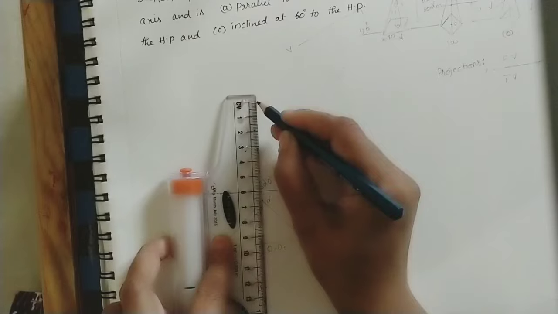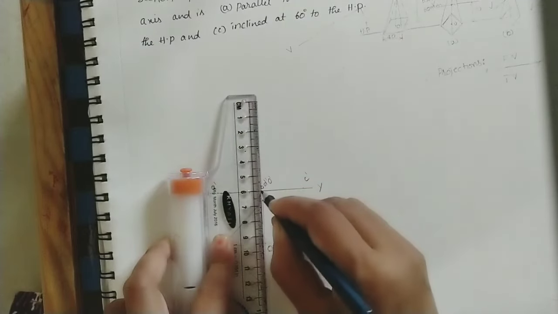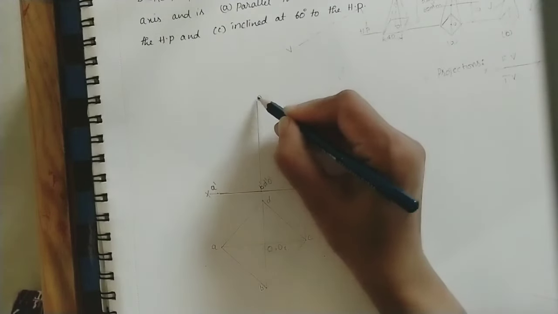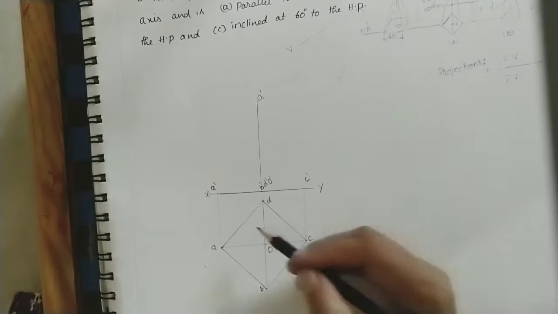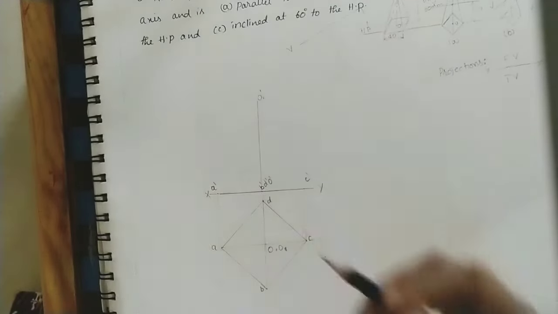Mark the end point here. Just do the middle line. This is the apex. For the apex we are giving O1. Here I am marking O1 dash. Join these 2 points to the apex.